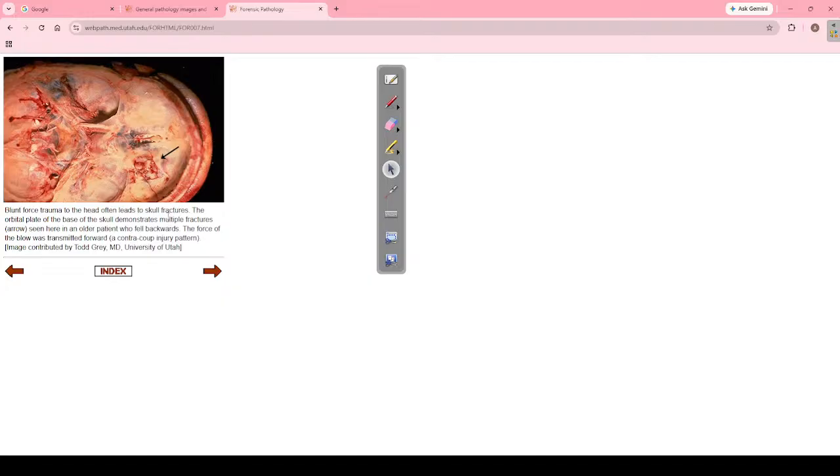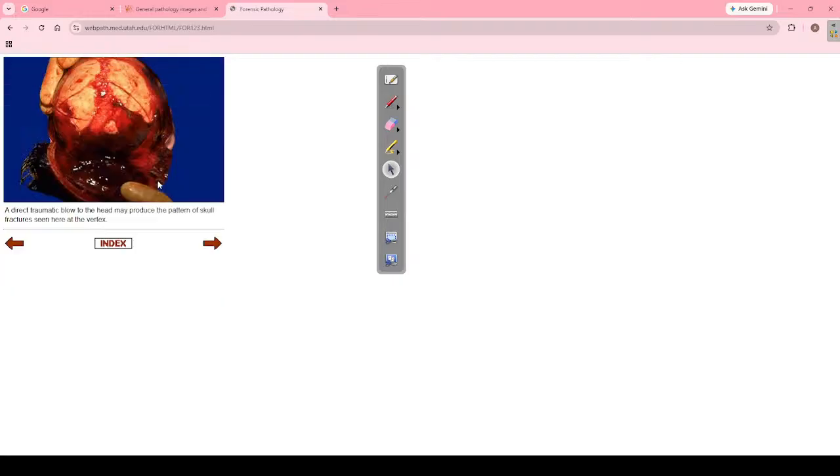Characteristically, a lot of skull injuries are contre-coup injuries. Basically, the direction of the blow is in one direction and the force of the injury is transmitted in another direction. Then this is an image showing a direct traumatic blow to the head, which is producing a scalp laceration near the vertex. There is bleeding over here. That's it. Trauma to the skull.